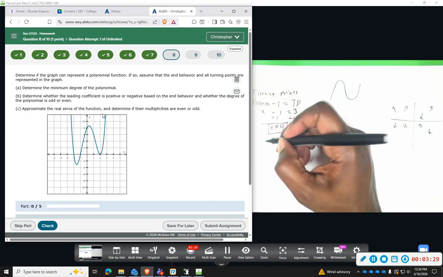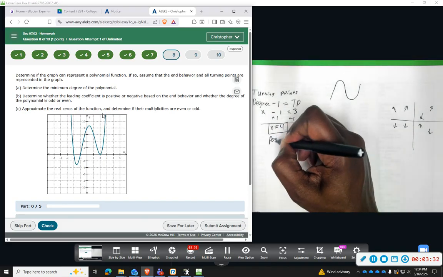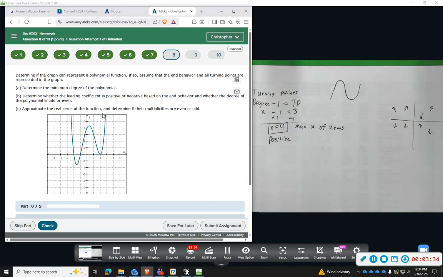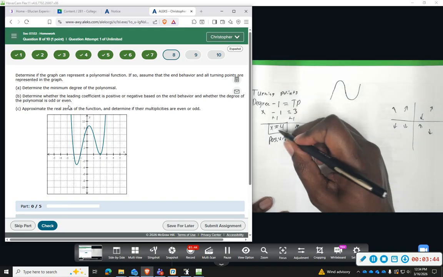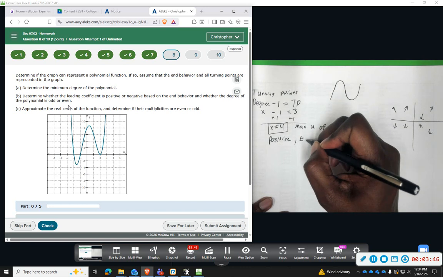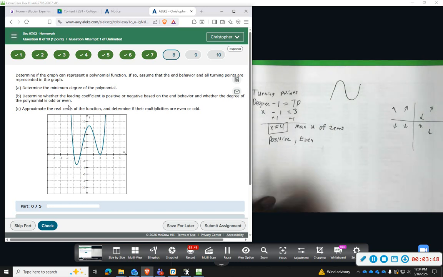Okay, part B, it says determine whether the leading coefficient is positive or negative. We would say that's going to be positive, because we can see both endpoints are going up to positive infinity. And it says whether the degree of the polynomial is even or odd. It's also going to be even. Okay, we got a degree of 4. Part C, approximate the real zeros and determine their multiplicities, even or odd.